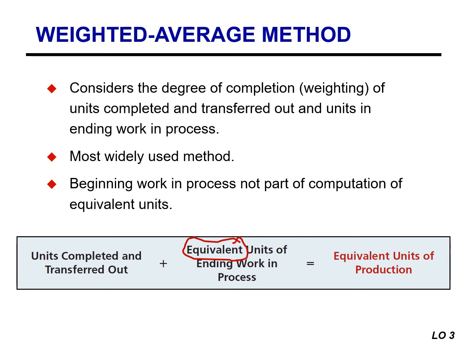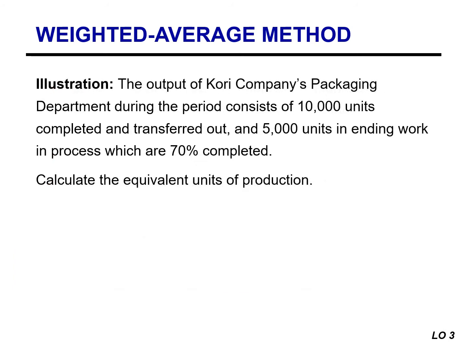Note, there is no need to compute the equivalent units for the units completed and transferred out of the department because they are 100% complete with respect to the work done in that department. If they weren't complete, they wouldn't have been transferred out. The alternative method is called FIFO, and it is covered in the appendix. Let's calculate equivalent units of production using the weighted average method.